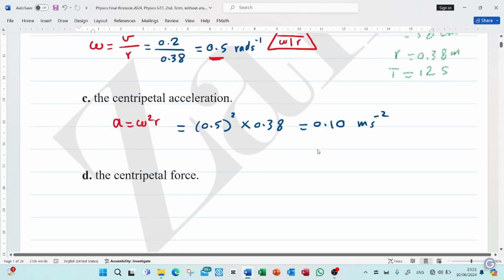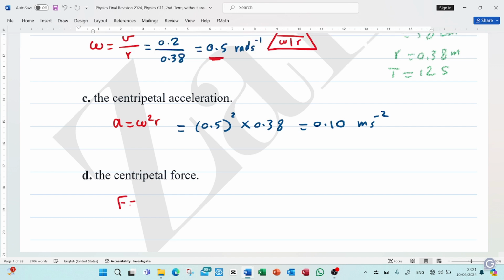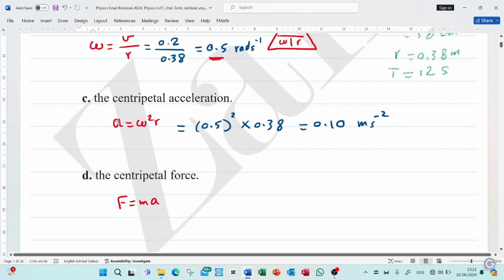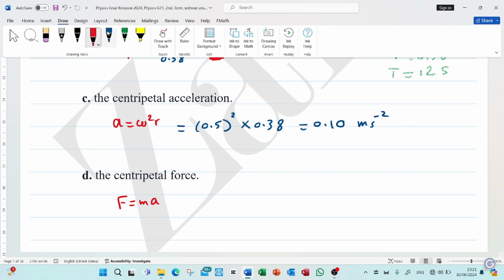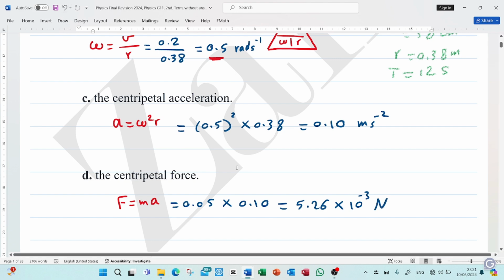Next part, centripetal force. The force equals MA. M is the mass. Already the mass is given, it is 50 gram, 0.05 kilogram, and the acceleration we already calculated before. Then it is 0.05, this is the mass, multiply the acceleration 0.10, the answer is 5.26 multiplied by 10 to the power negative 3 Newton. Next question.